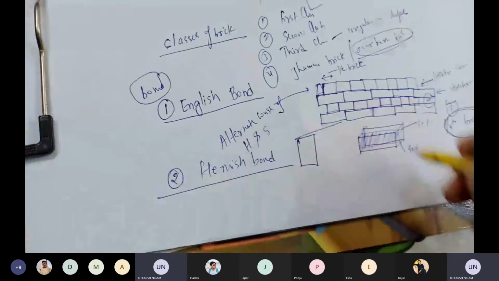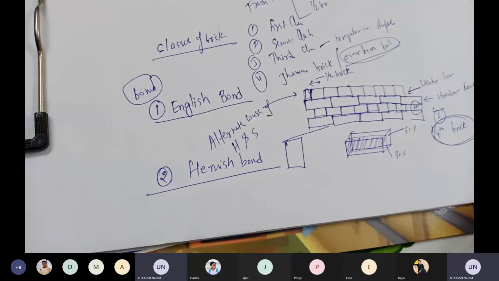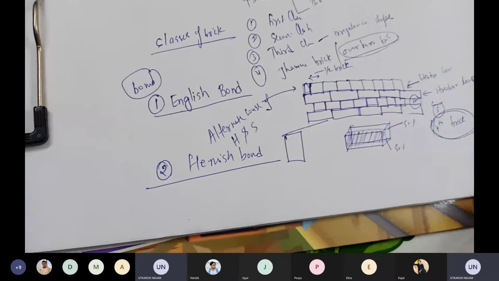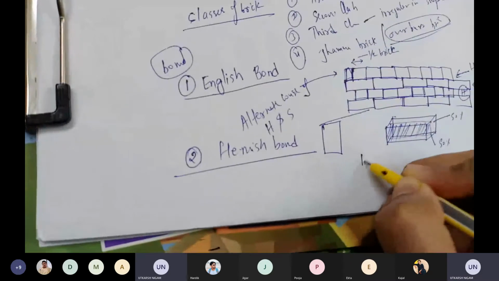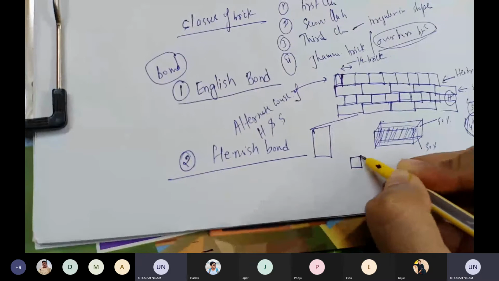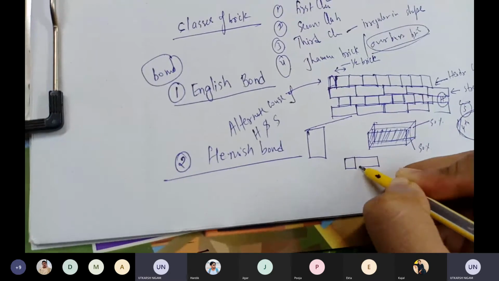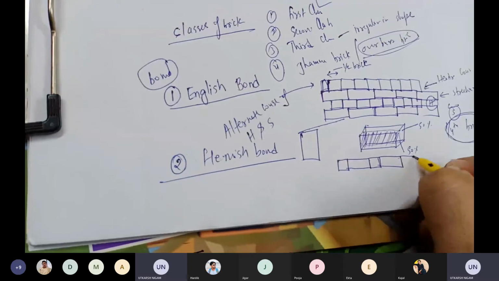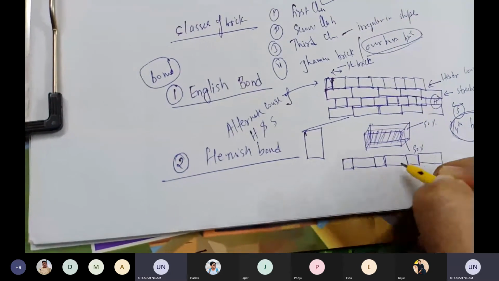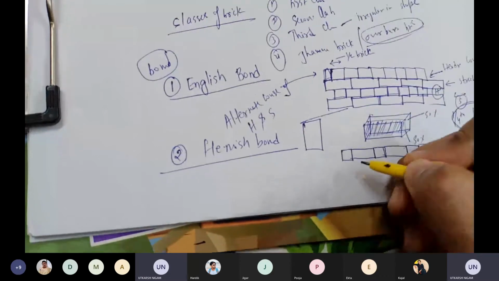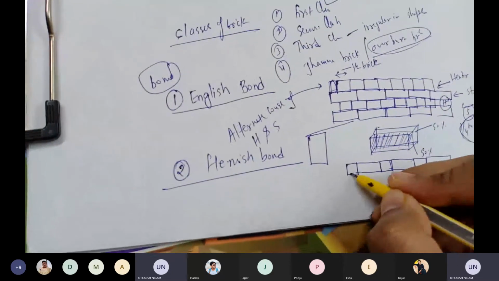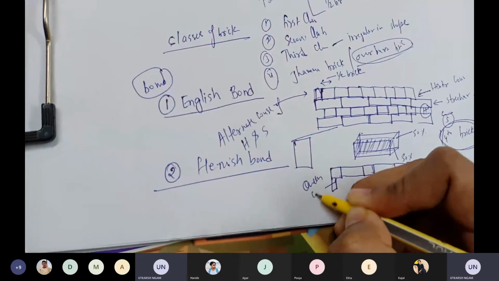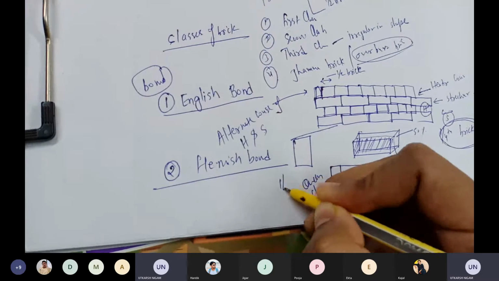In Flemish bond, the simple thing we need to understand is that in the Flemish bond, alternate header and stretcher are there. For example, this header is there, then stretcher will be there. Then header, then stretcher. Then header, then stretcher. So that we need to understand. Again, this 50% will be used as a queen closer, or we can say 1/4 brick.